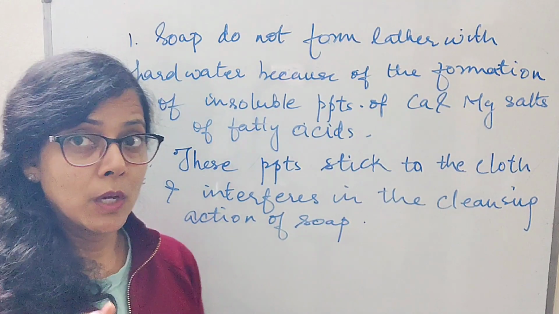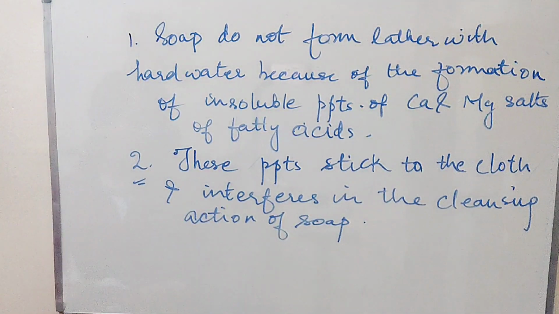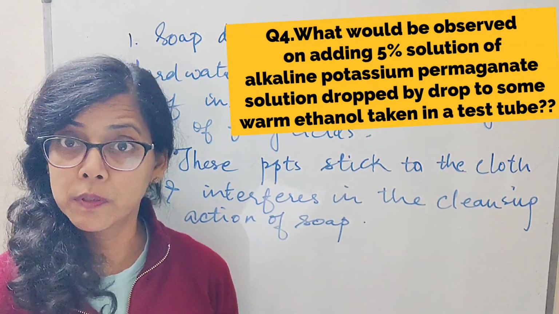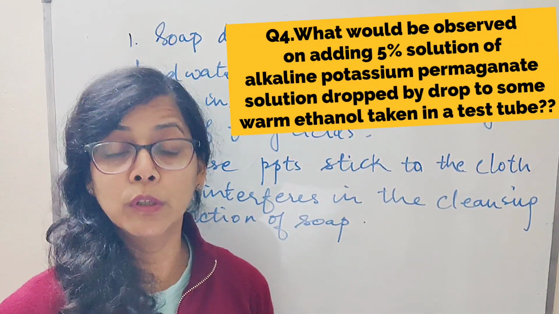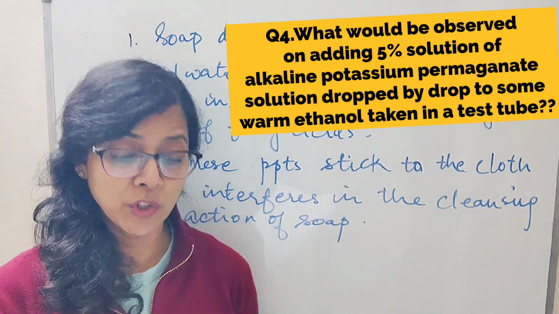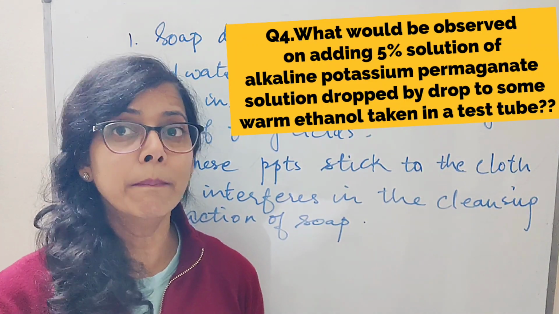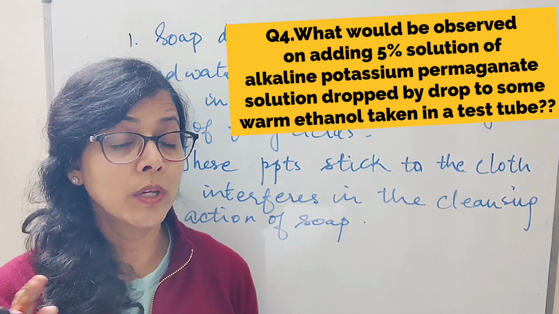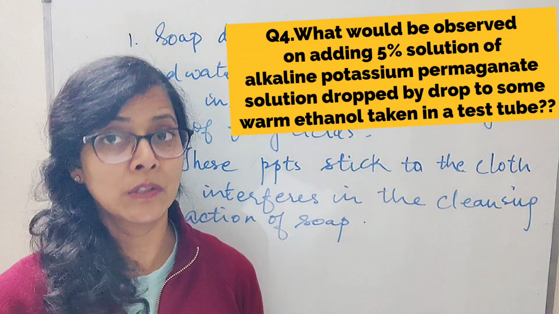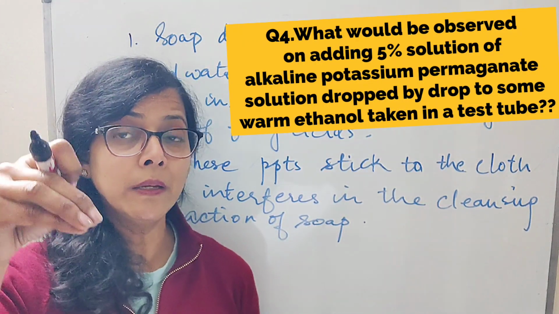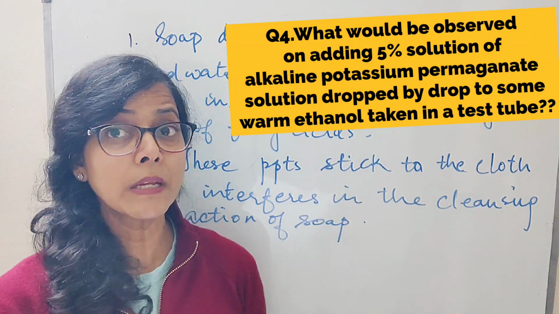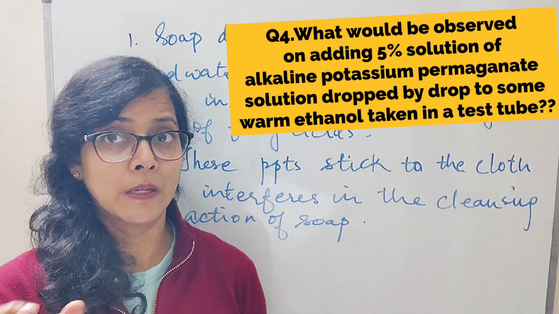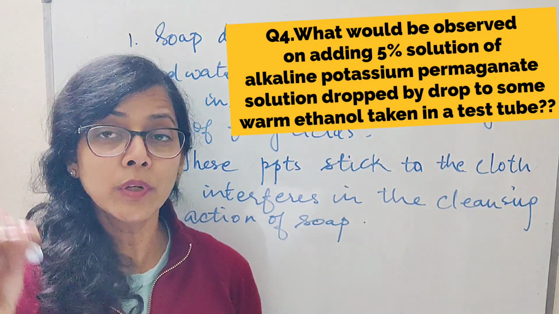Okay, now question number 4. Question number 4 is, I am reading this question: what would be observed on adding 5% solution of alkaline potassium permanganate drop by drop to some warm ethanol taken in a test tube. So here we have warm ethanol in a test tube, and we are adding 5% solution of KMnO4, alkaline potassium permanganate, which is KMnO4 with a base, drop by drop.